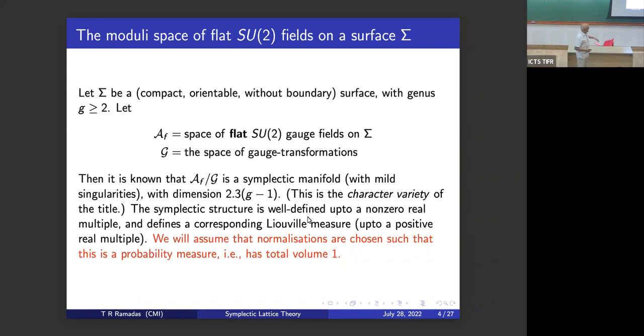So the symplectic structure is well defined up to a non-zero overall constant, and each symplectic structure defines a Liouville measure. You can normalize the Liouville measure so that the total volume is 1. So we can pretend that we're doing probability theory.